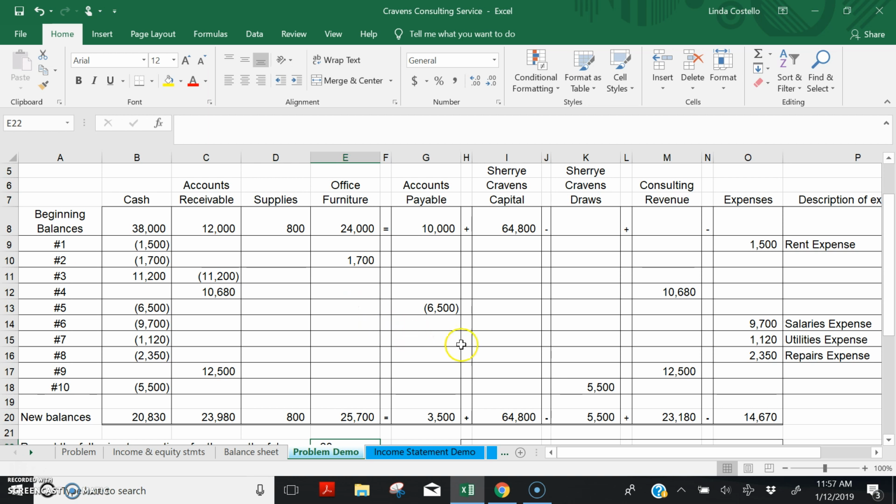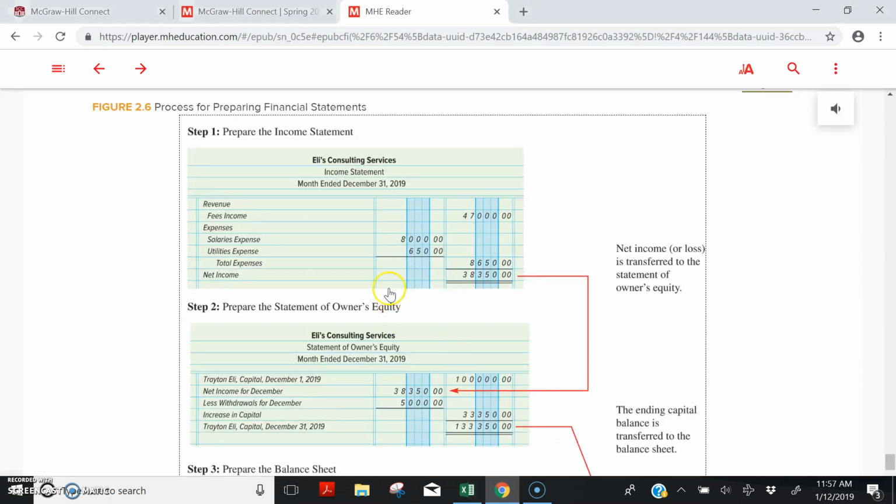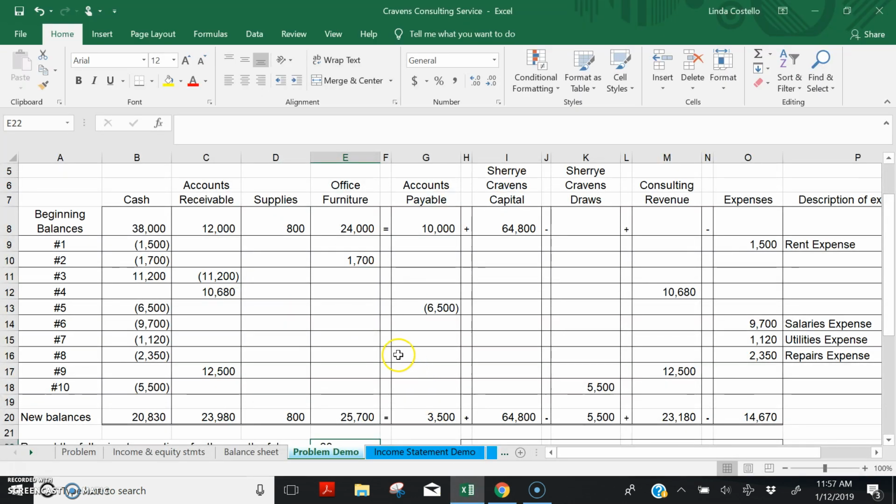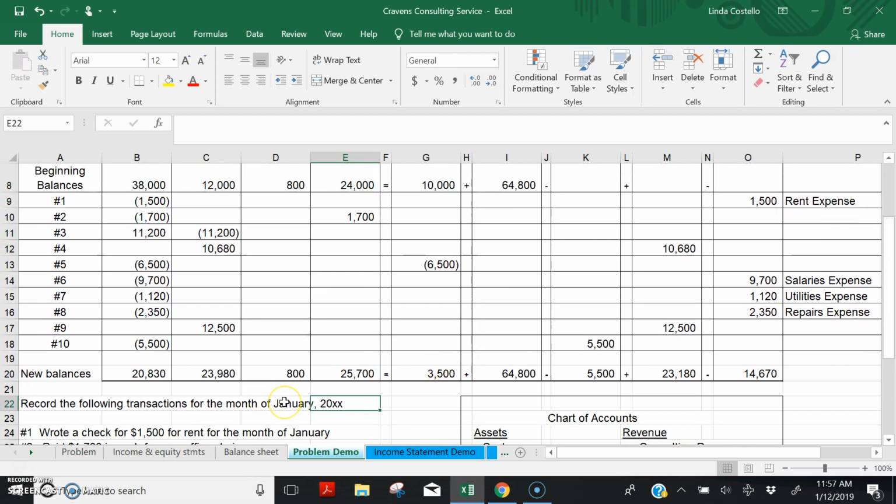Let's get started with the income statement. We'll follow the example shown on page 35 of the textbook. We'll need a 3-line heading. We'll need a revenue section, an expense section, and a line showing net income or net loss. It's important to remember that we started with the January 1st balances and we posted transactions for the month of January. So our income statement should be dated for the month of January.